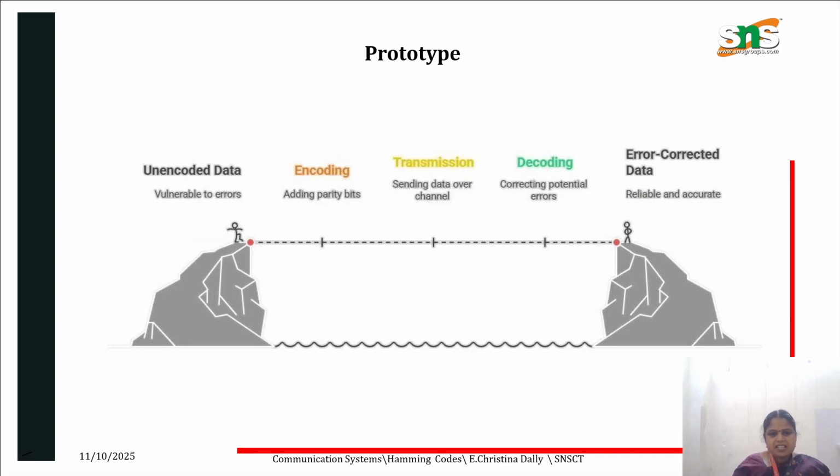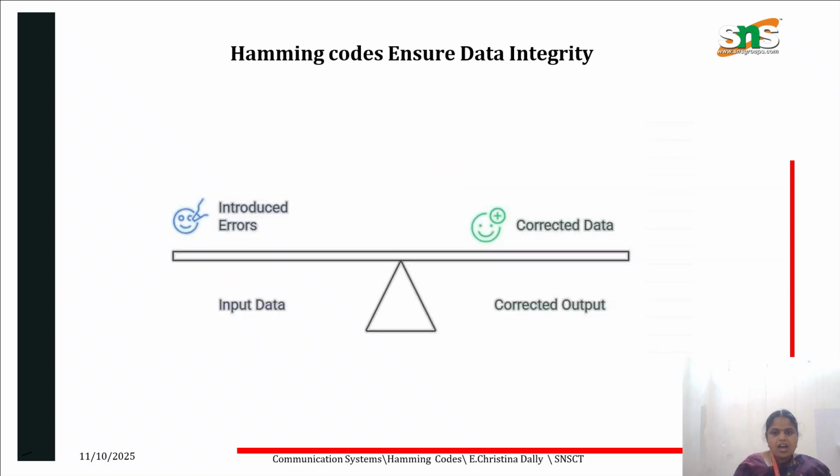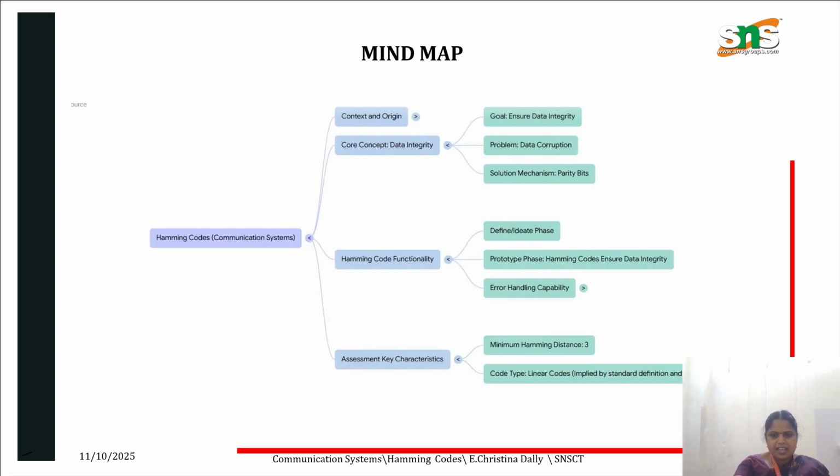Just as with the uncoded data, we are correcting the error to get the corrected data. So what are the things that happen in between? One is encoding, that is adding parities. The second is sending data over the channel, and the third is correcting the potential errors. To ensure the data integrity, we give the input data, introduce the errors, and finally correct the errors. So this is the mind map.